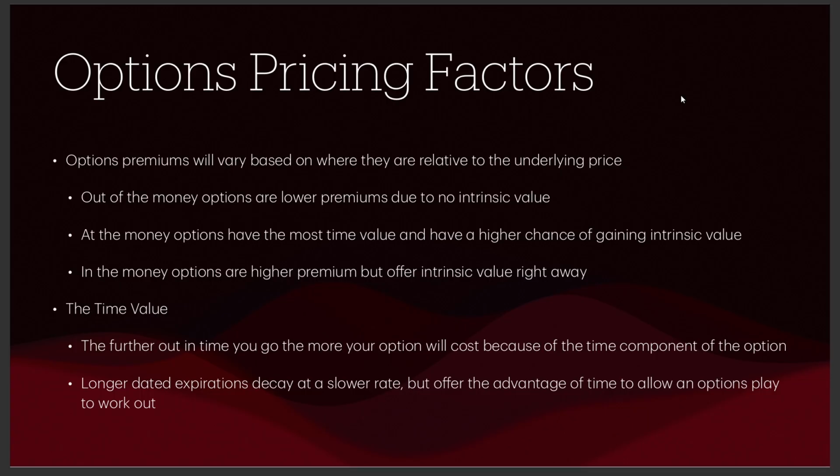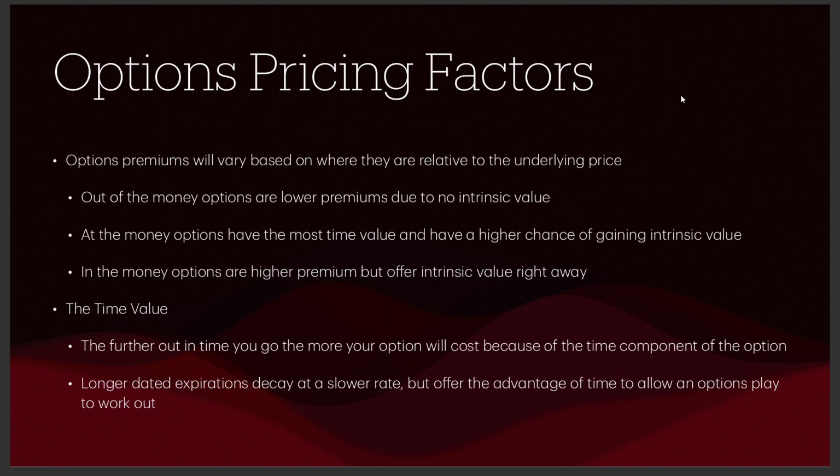Options pricing factors. An option's premium will vary based on where it is relative to the underlying price. Out of the money options have lower premiums because there's no actual intrinsic value to them, meaning you can't exercise them for any value.